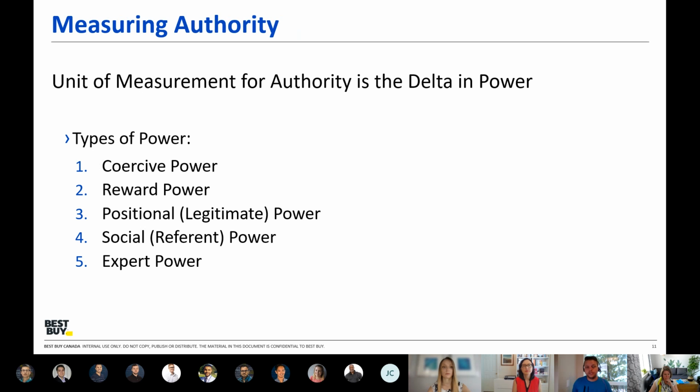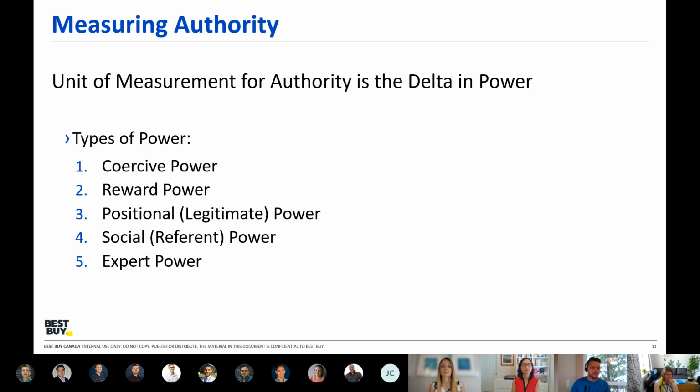The way you determine whether or not you have authority has to do with the delta in power. We're looking at the 5 types of power, a concept that comes from, I think, the 70s. People have tried to update it to 6 or 7 types, but for the most part the additional types of power fall into one of these 5. To quickly go through them: coercive power is the ability of taking something away.